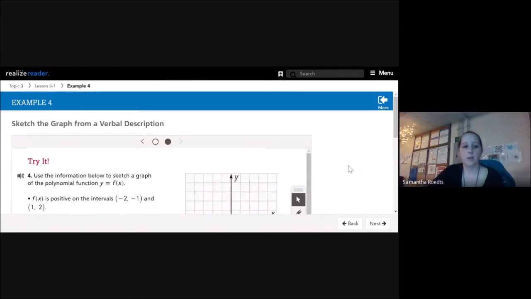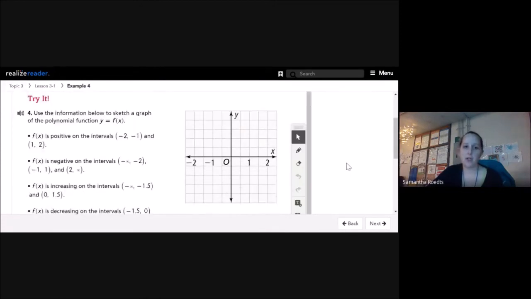All right, so example four, try it. Use the information below to sketch a graph of the polynomial function y equals f of x. So we know that f of x is positive on the intervals negative 2 to negative 1, and 1 to 2, and f of x is negative on the intervals negative infinity to negative 2, negative 1 to 1, and 2 to infinity.